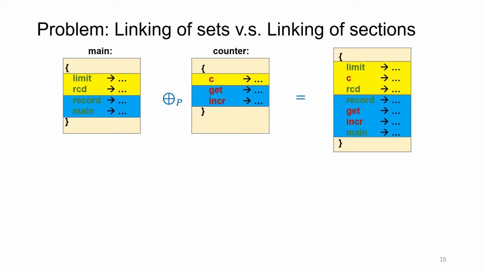As we have said, the linker at the source level naturally treats modules as sets of definitions. Therefore, it is free to rearrange the order of those definitions after linking. We can say that the variable C in counter is inserted into the middle of the variables limit and RCD after linking. Same for internal functions.